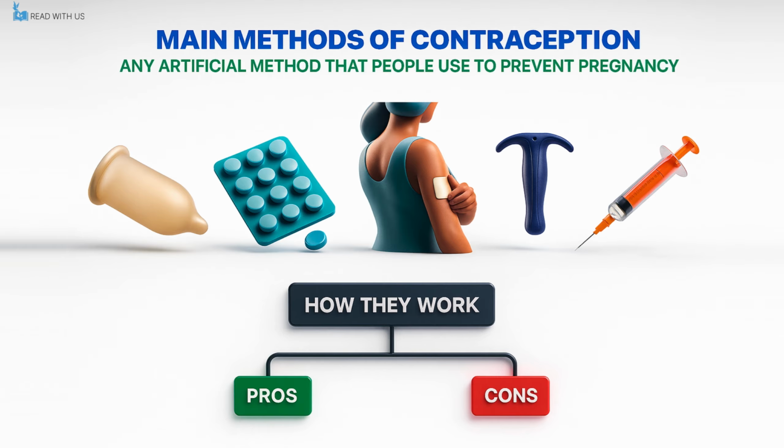In this video, we are going to explore all of the main methods of contraception, which is a term that refers to any artificial approach that people use to prevent pregnancy. The aim is that by the end of this explanation, you will understand clearly how each method works and will be able to discuss the advantages and disadvantages associated with them.